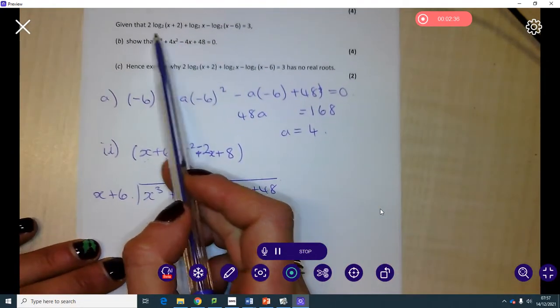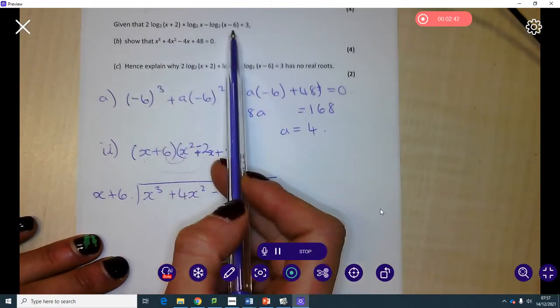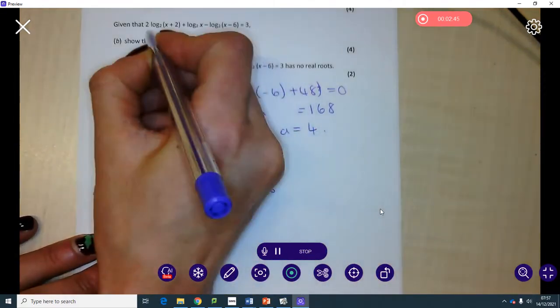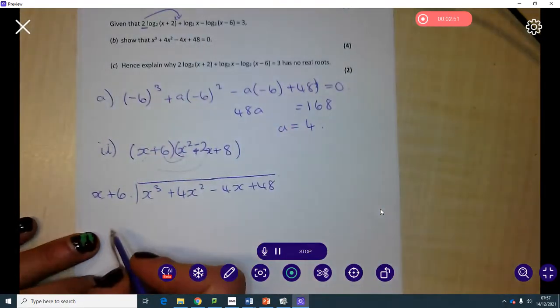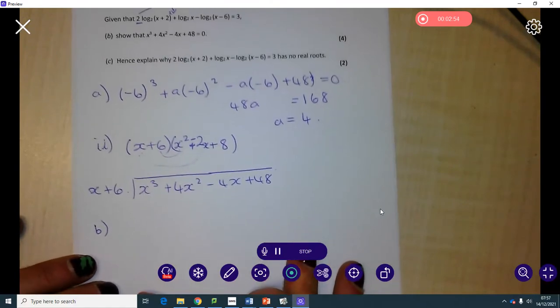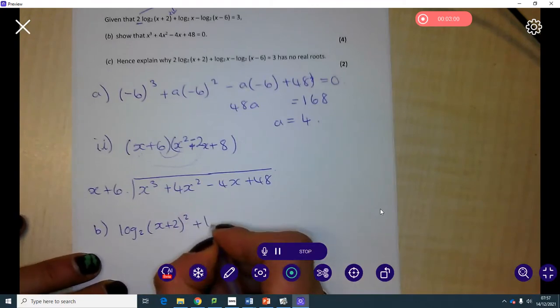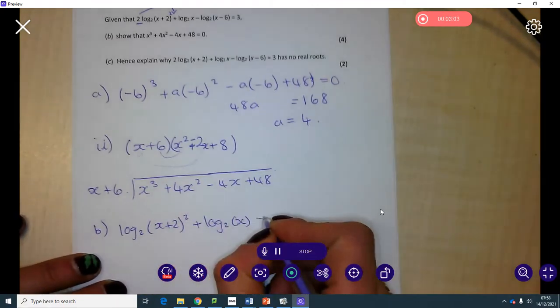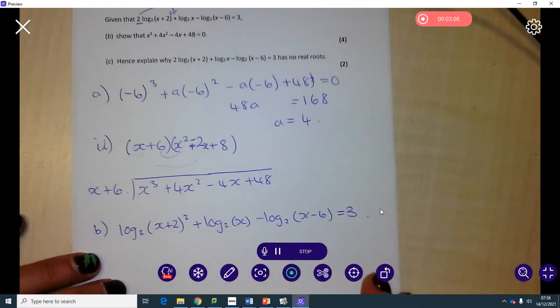For part B, we've got this logarithmic equation and we need to take it out of logs. So we start off using the index law as this coefficient of 2 we can bring up as an index. So we end up with log base 2 of x add 2 squared, add log base 2 x, take away log base 2 x take away 6 is equal to 3. When we have a function like this where we've got a collection of logarithms and a constant, we want to condense all the logarithms into one term.